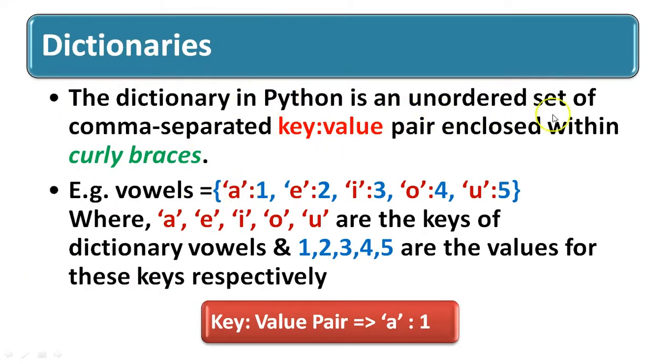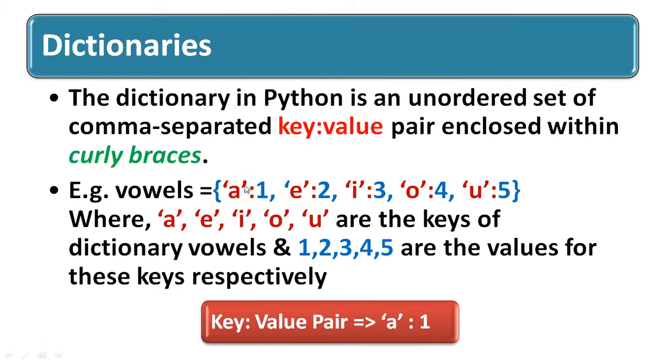Dictionary in Python is an unordered set of comma separated key value pairs enclosed within curly braces. The thing to remember here is that list is square brackets and tuple is round braces, whereas dictionary is curly braces. There they were having values. Here is a key value pair. What's a key value pair?